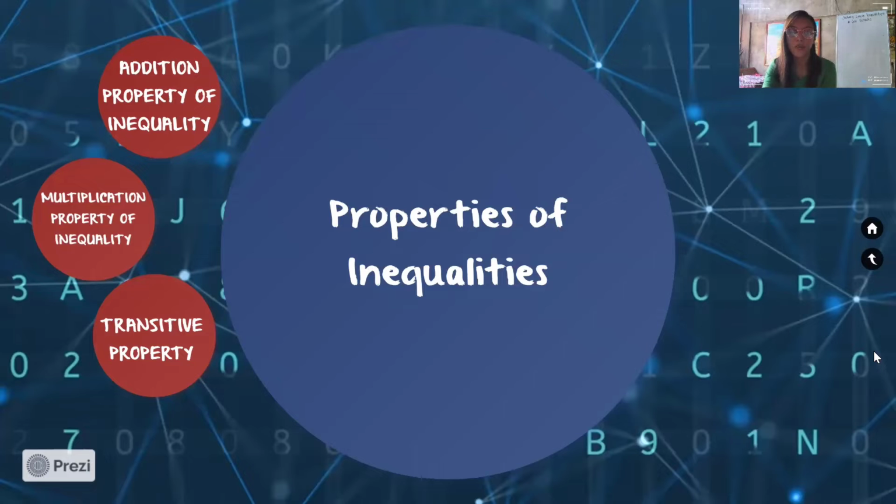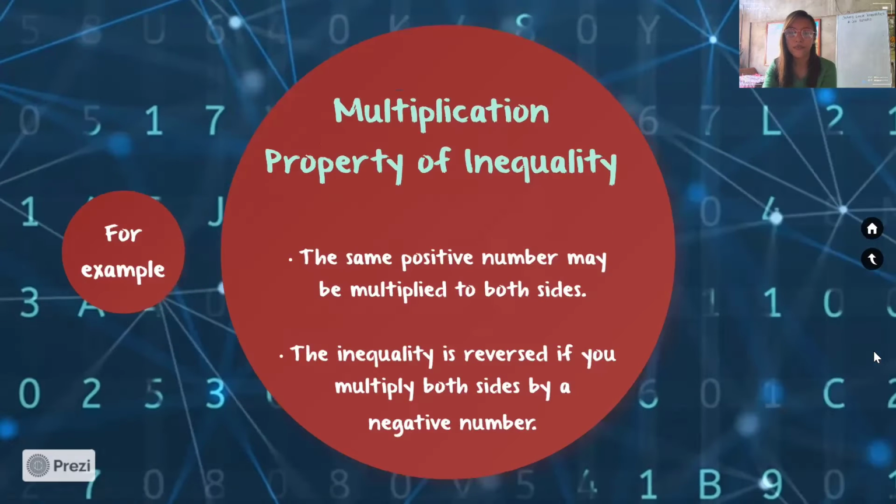Next is the multiplication property of inequality. The same positive number may be multiplied to both sides. The inequality is reversed if you multiply both sides by a negative number. For all real numbers a, b, and c, with c not equal to 0: A, the inequalities a is less than b and ac is less than bc are equivalent if c is greater than 0. B, the inequalities a is less than b and ac is greater than bc are equivalent if c is less than 0.